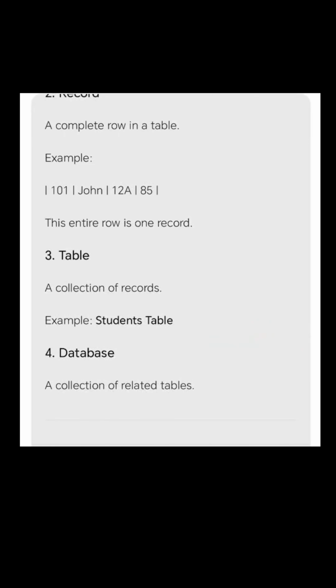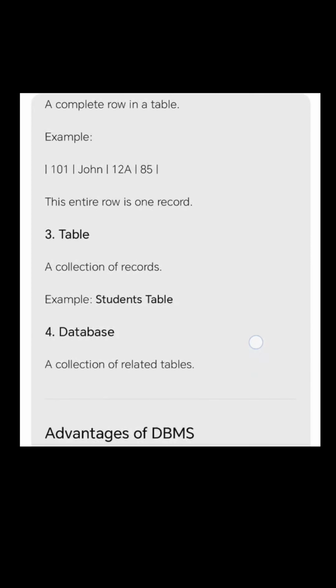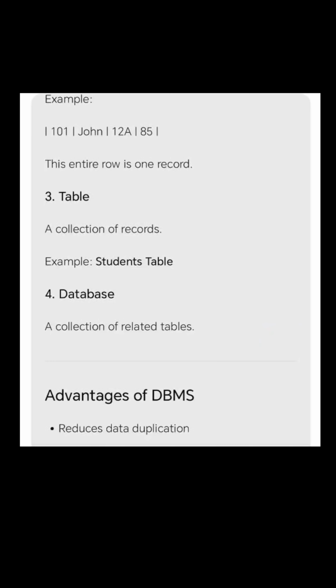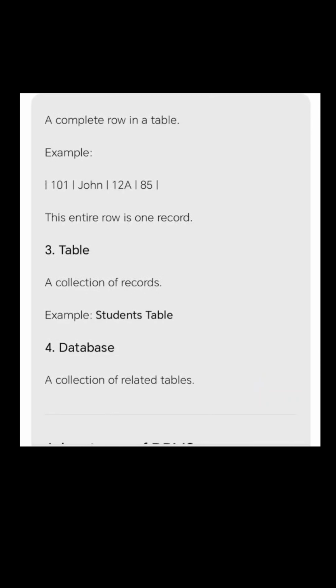And then third one is table. What is table? Simply we can answer it. A collection of records is known as table. Example, what is the title of this table name? Students. Okay. And then database. A collection of related tables. All the tables you are going to store in a small container or area that is called database.